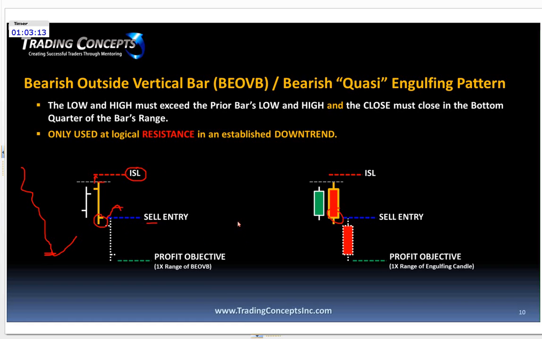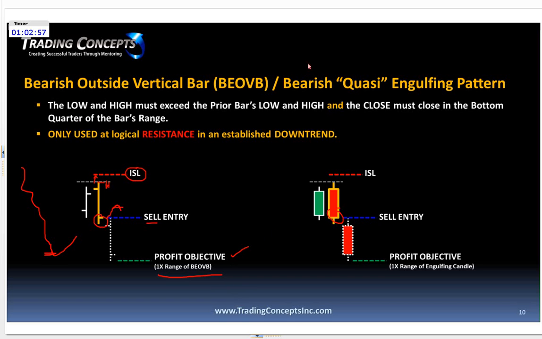Okay? Your profit objective, again, is 1 times the range of that engulfing pattern. Again, take the high minus the low. That's your range. Take that range, subtract it down from your entry, and that is your objective. That is your first objective.